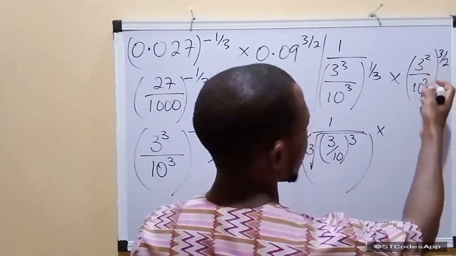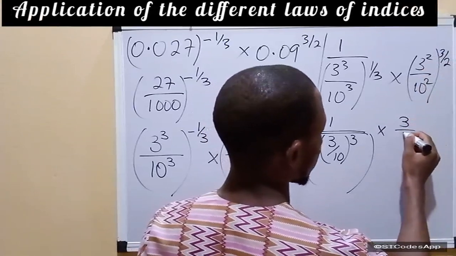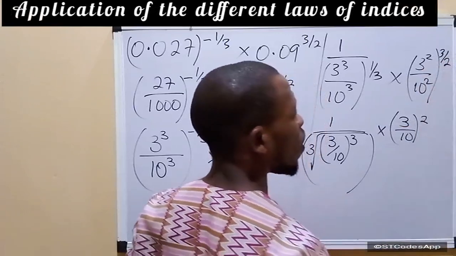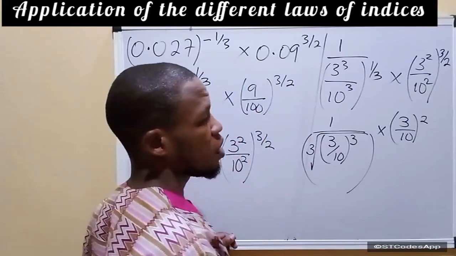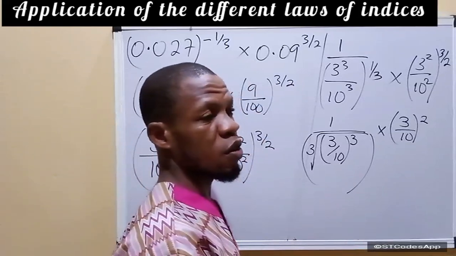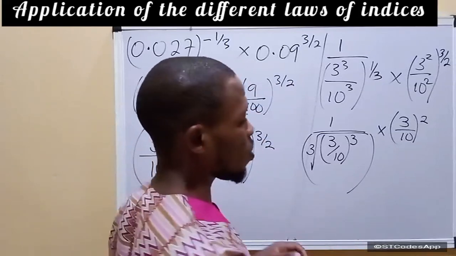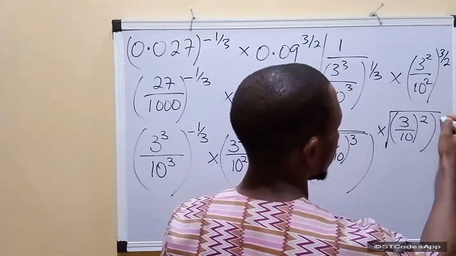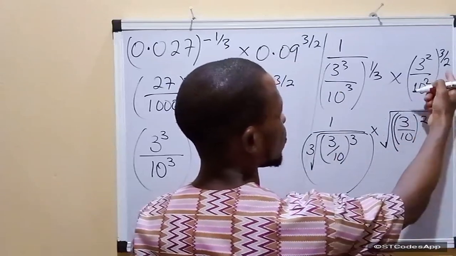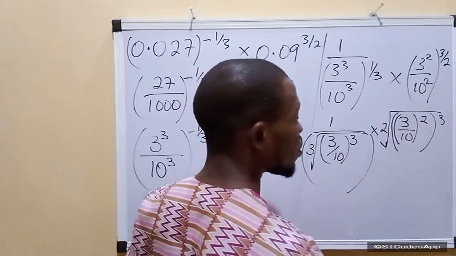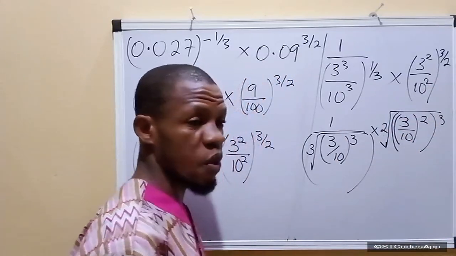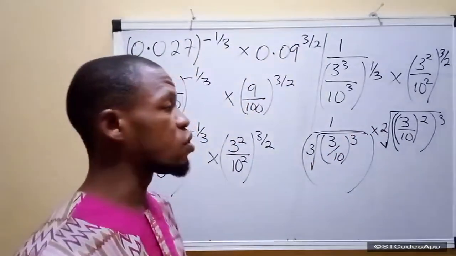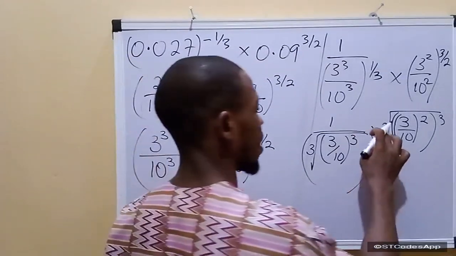Times, let's do the same thing here. This is going to be 3 all over 10, all raised to the power 2. Then applying the law of fractional index, it is going to be raised to the power of the numerator to the nth root of the denominator. So here we're going to have all raised to the power of 3 to the second root, which is simply square root. When it is a square root, we don't usually put the 2 here. But if it's a third root, fourth root, fifth root, we easily express that. So I can remove this.